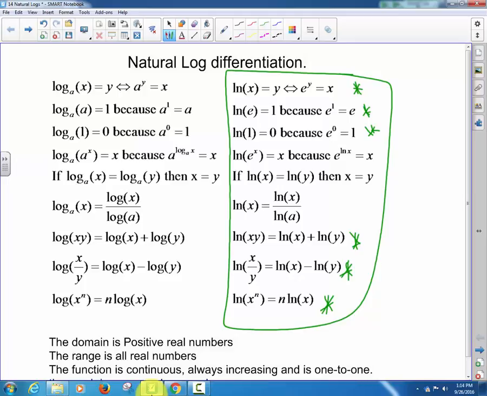This is just the definition. This first one is just the definition of what a log is. Natural log says the base e to the y power equals the argument x. And you're going to hear me use that term argument quite a bit. Anything inside the parentheses on a log function.